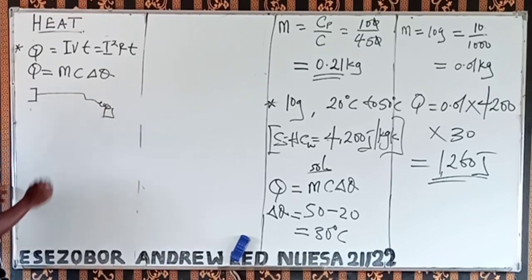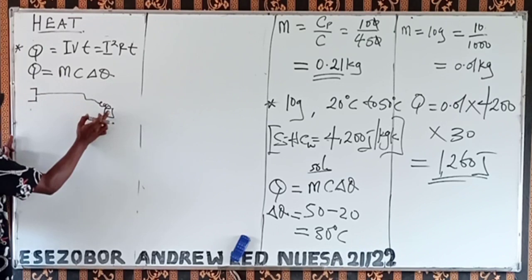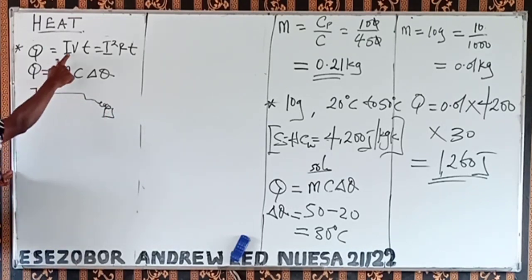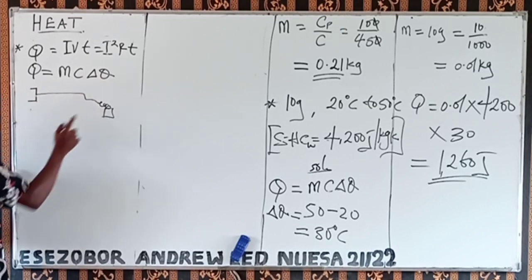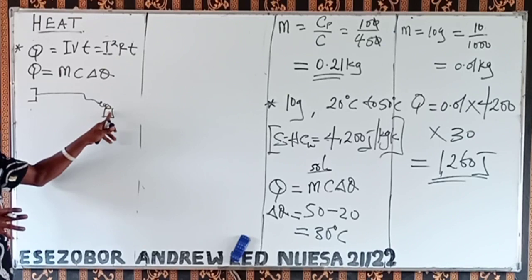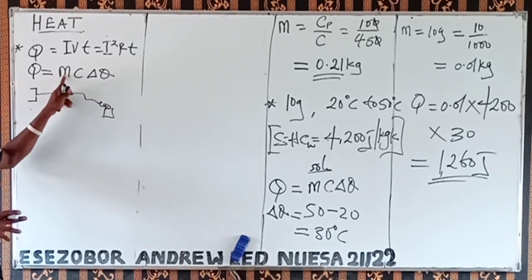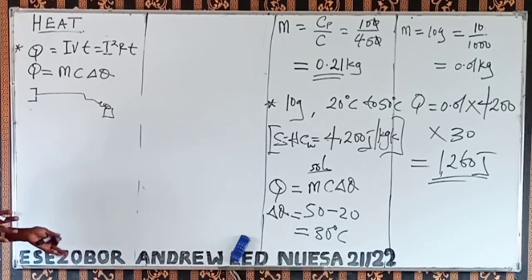You heat the solid body up. Now the energy coming from this electrical source is measured by IVT or I squared RT. That's the energy coming from this electrical source. Now the heat energy that will be gained by this body here, we measure by MC change theta, because this one is the mass of a particular body, not coming from any other source called electricity.